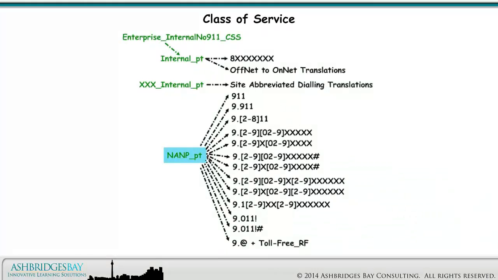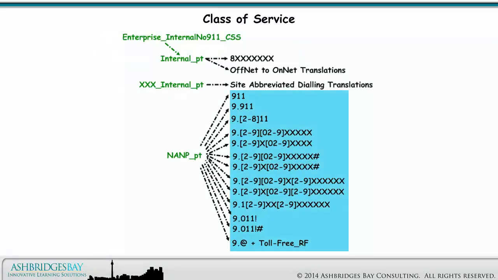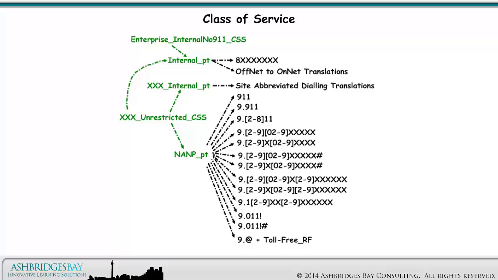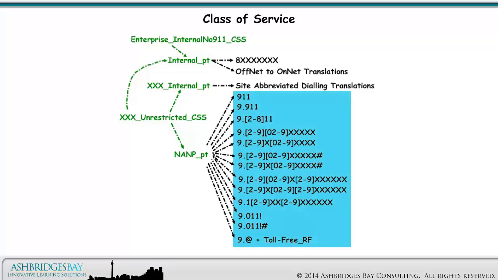We'll have an NANP partition for the external patterns in the North American numbering plan. All of our patterns for external dialing are in the NANP partition. Each site will have a site-specific unrestricted calling search space, XXX unrestricted calling search space, containing the internal partition, the site-specific internal partition, XXX internal partition in the drawing, and the NANP partition.